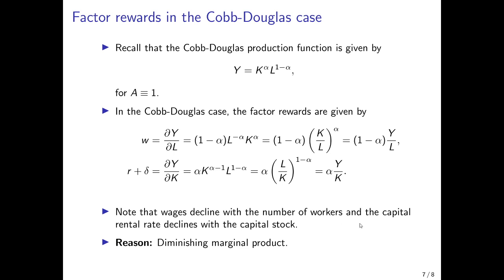And what's important here is that wages decline in employment and the capital rental rate declines in the capital stock that is used in production. And why is this the case? The reason is the diminishing marginal product. If you employ more labor or more capital, holding everything else constant, then the marginal product of this production factor decreases. And since the production factor is remunerated according to its marginal product in equilibrium, the factor remuneration would also decrease.